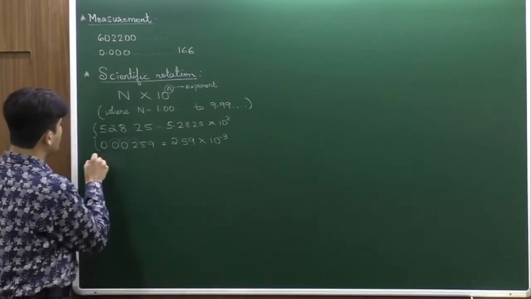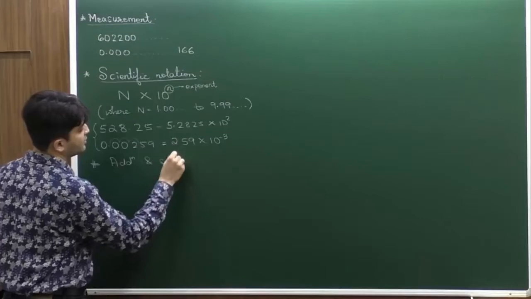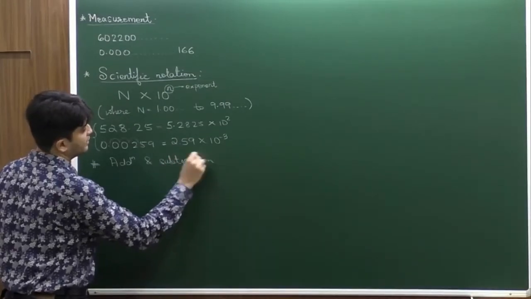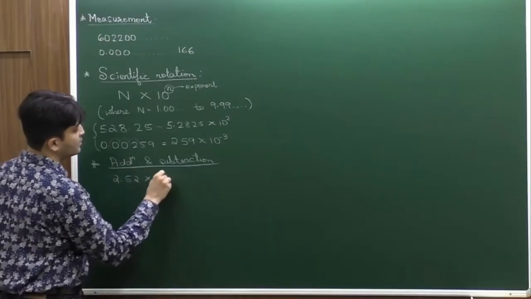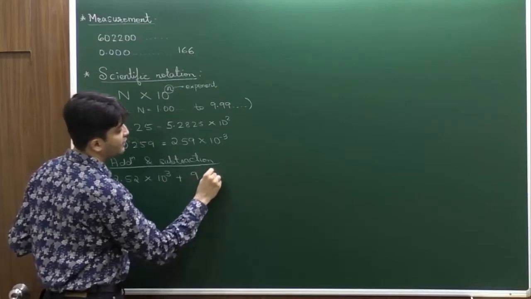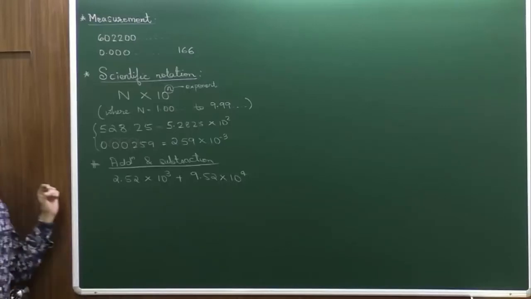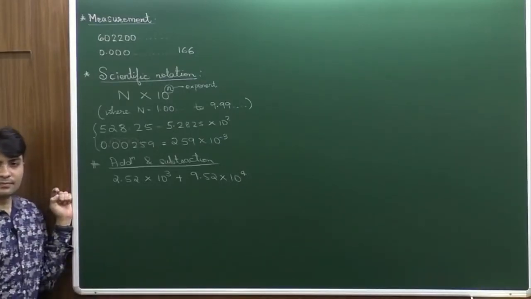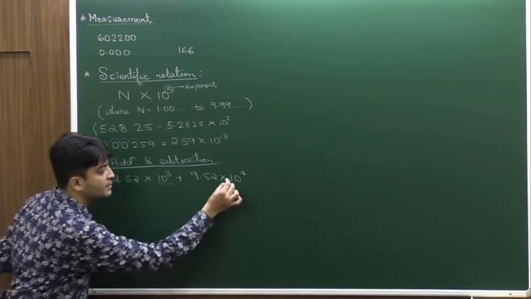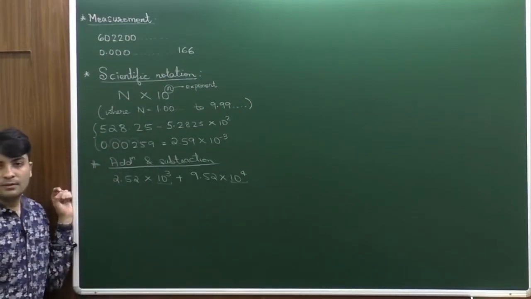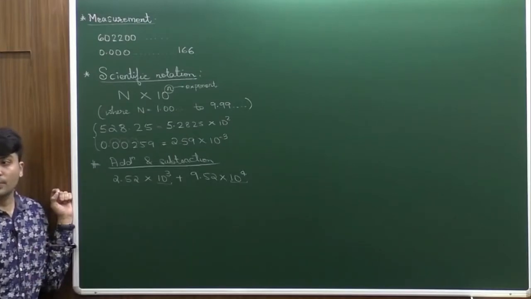So now if I talk about some mathematical operation on it, let's say we are talking about addition and subtraction for these type of numbers. Okay, let's take an example of 2.52 into 10 raised to 3 plus 9.52 into 10 raised to 4. Now if I am talking about adding these two numbers, can I add it directly? The answer is no, because first of all the 10 ka powers, the exponent should be same, so that I can take the exponent common and then add up the two numbers.